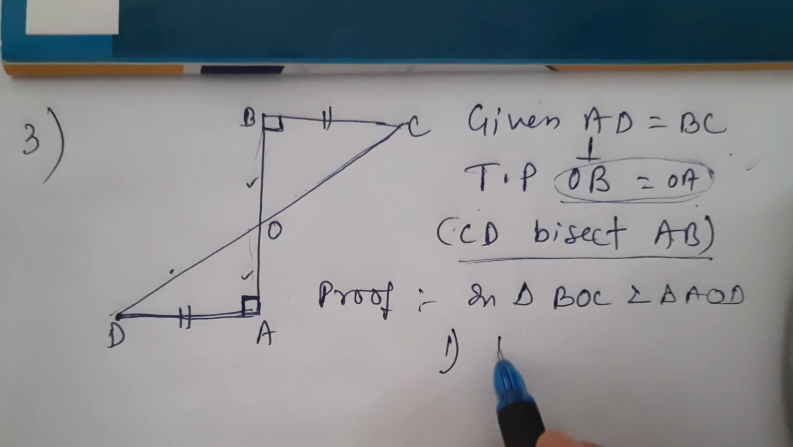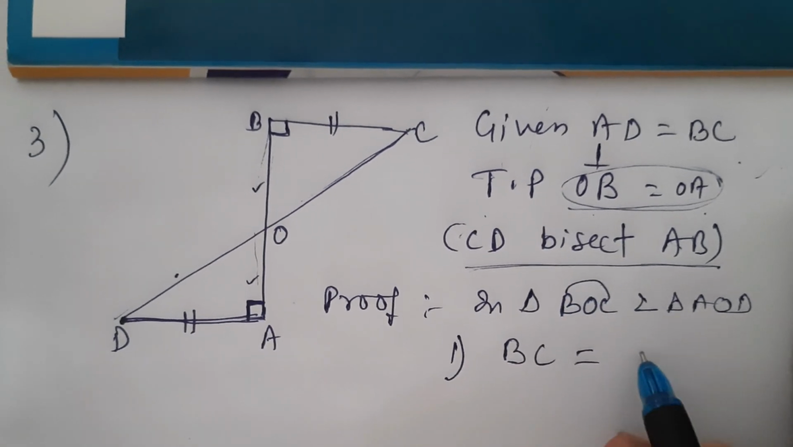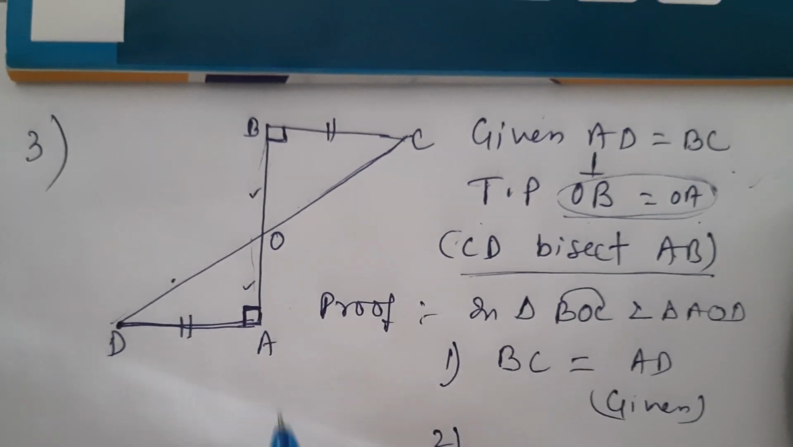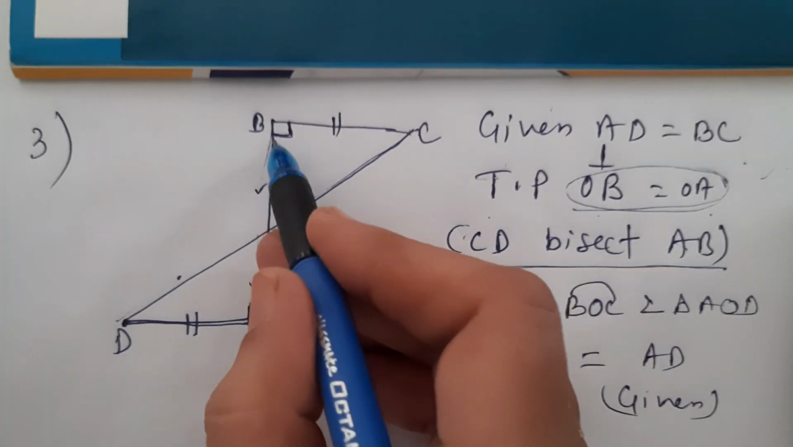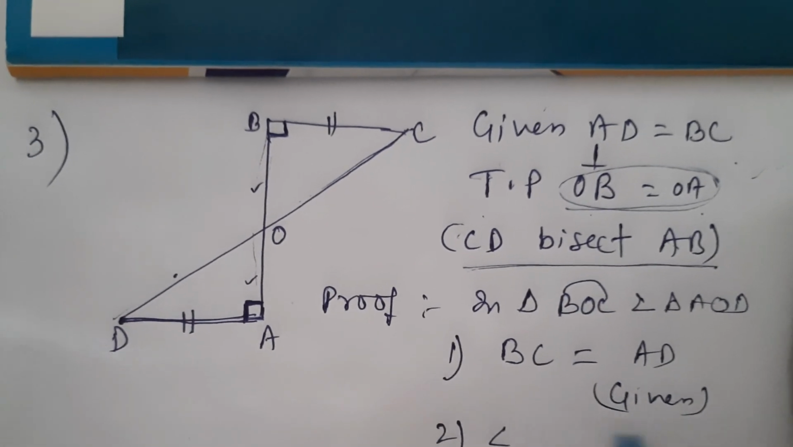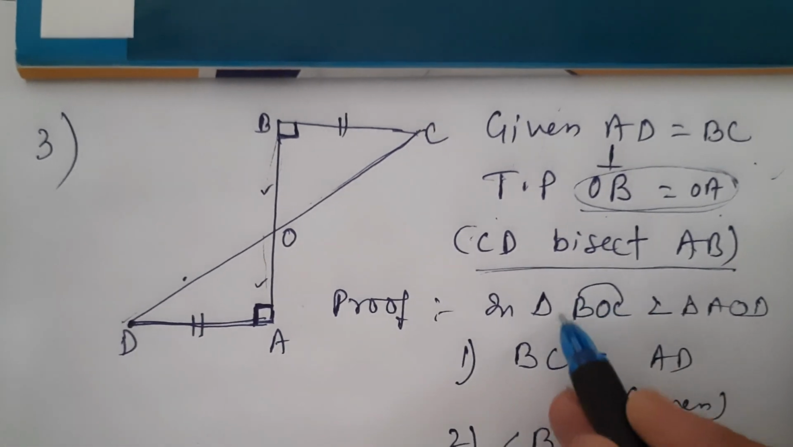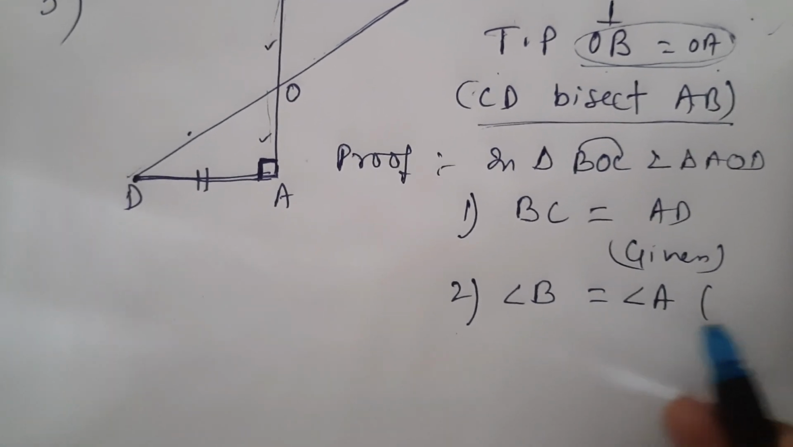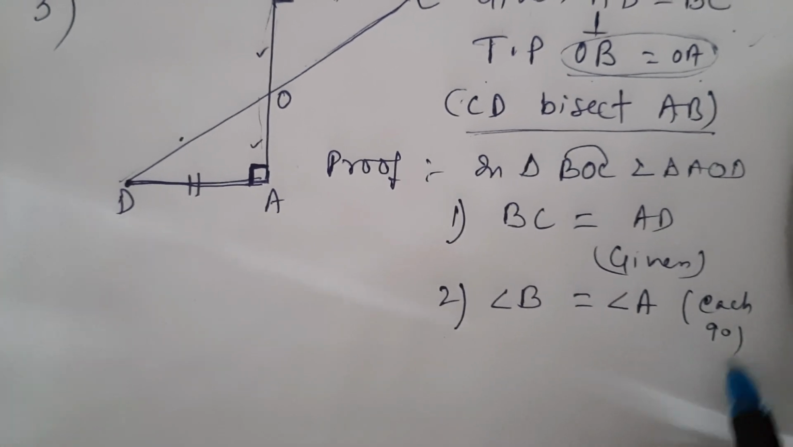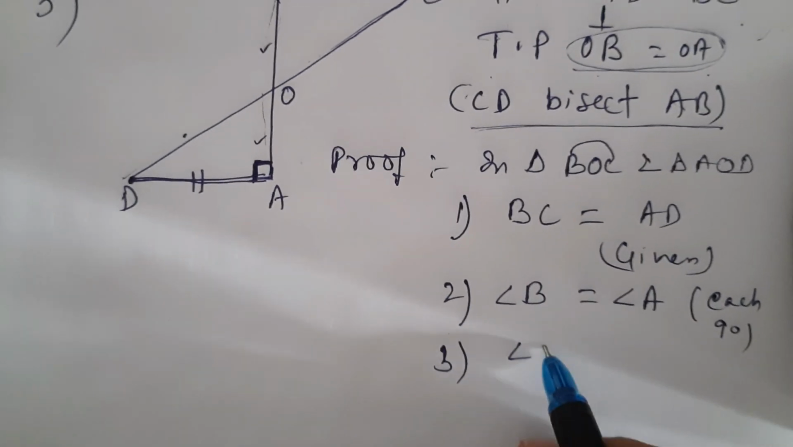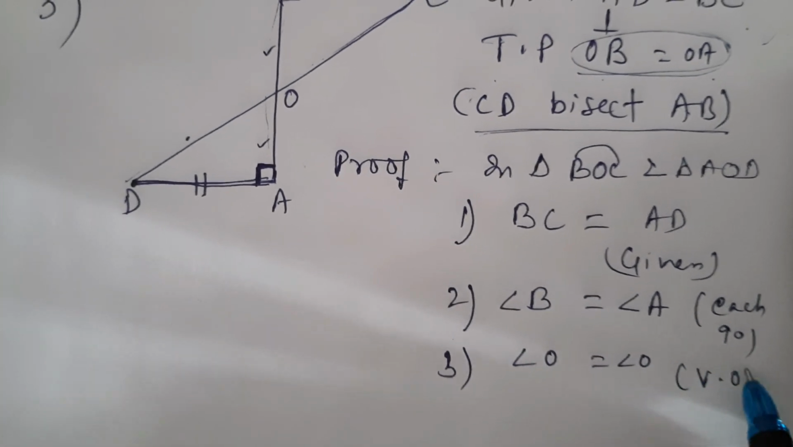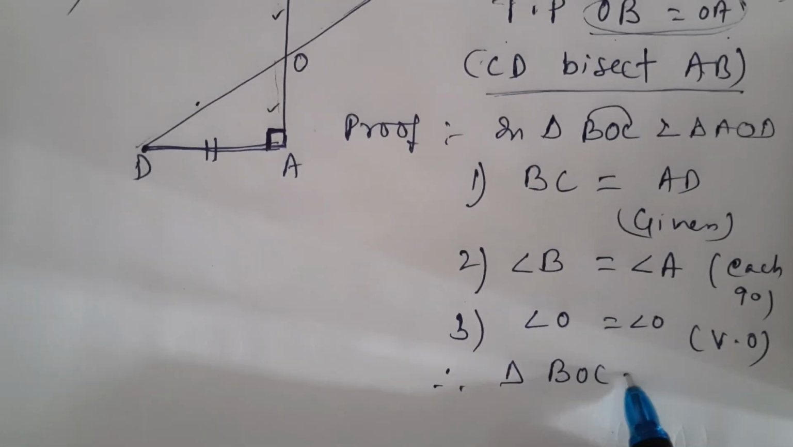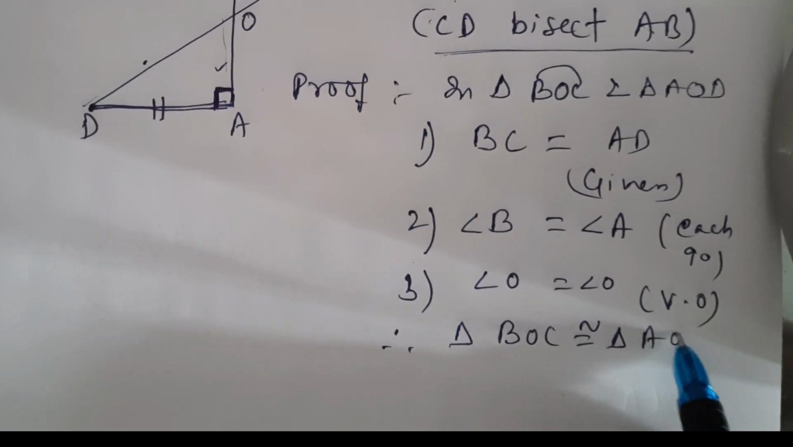First point, BC is equal to AD. This was given. They are equal perpendiculars. Second point, angle A and angle B are equal. So don't change the letters A and B. B is there in triangle BOC. So angle B equal to angle A. That is perpendiculars, each 90. Third point, angle O equal to angle O, vertically opposite. Therefore, triangle BOC is congruent to triangle AOD.